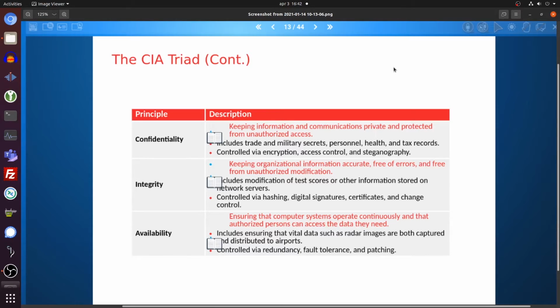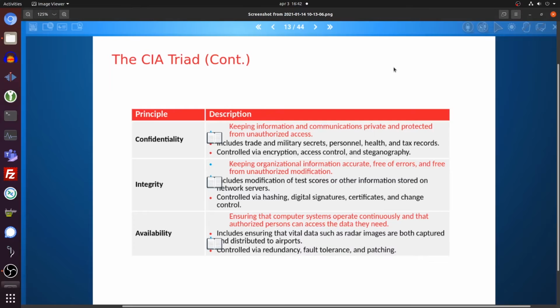So the principle of confidentiality is keeping information and communications private and protected from unauthorized access. This includes trade and military secrets, personnel, health, and tax records. You get the point. Certain things are not for everybody's eyes. Make sure that the people that need that kind of information can access it, but for the rest of the people, it's blocked off.